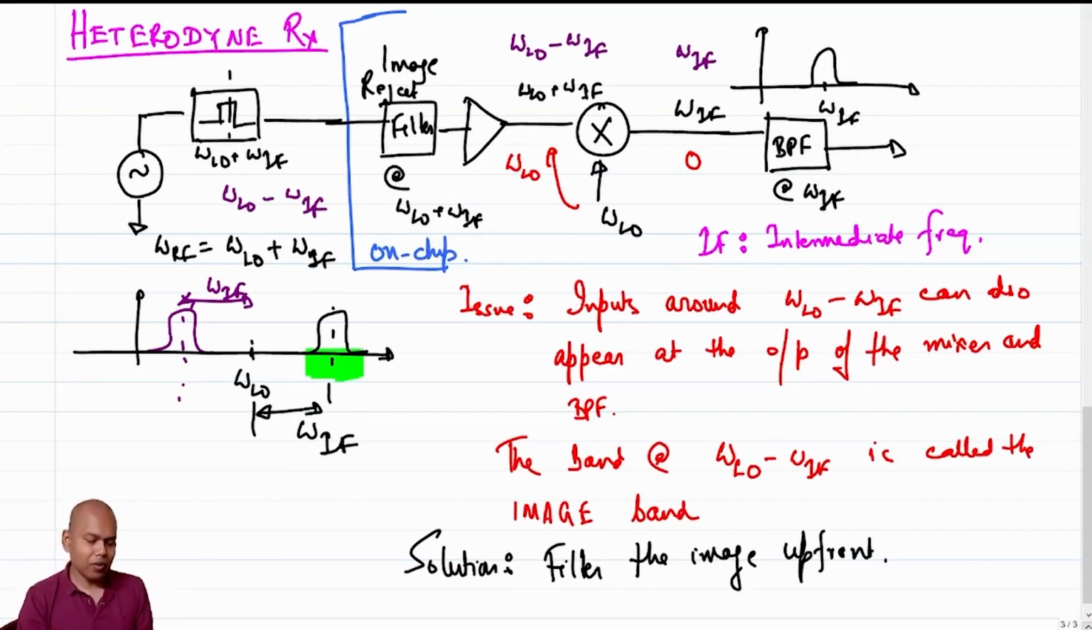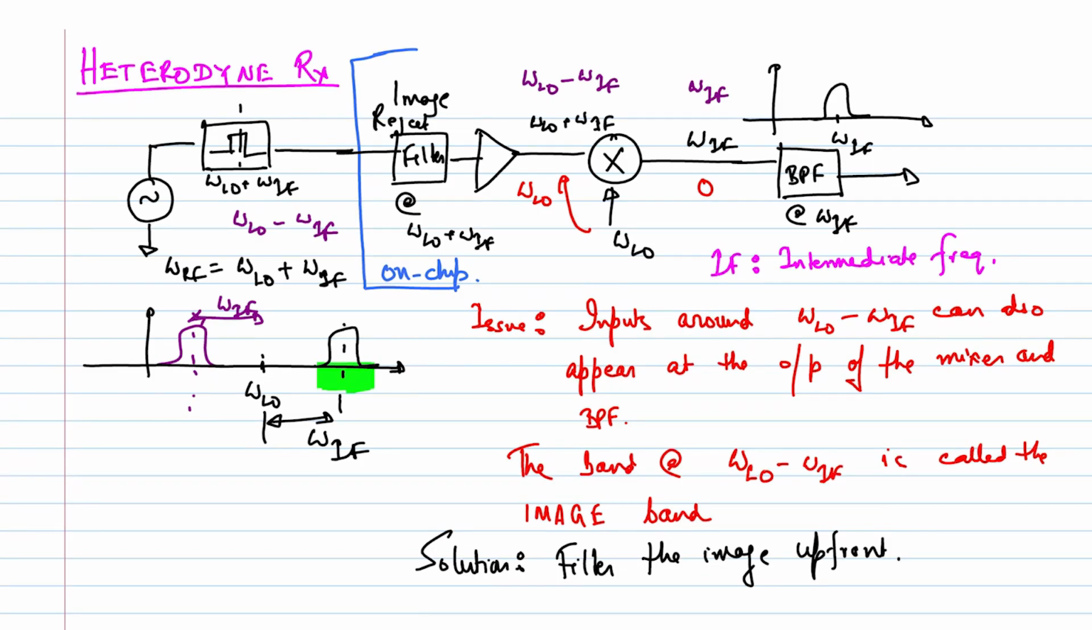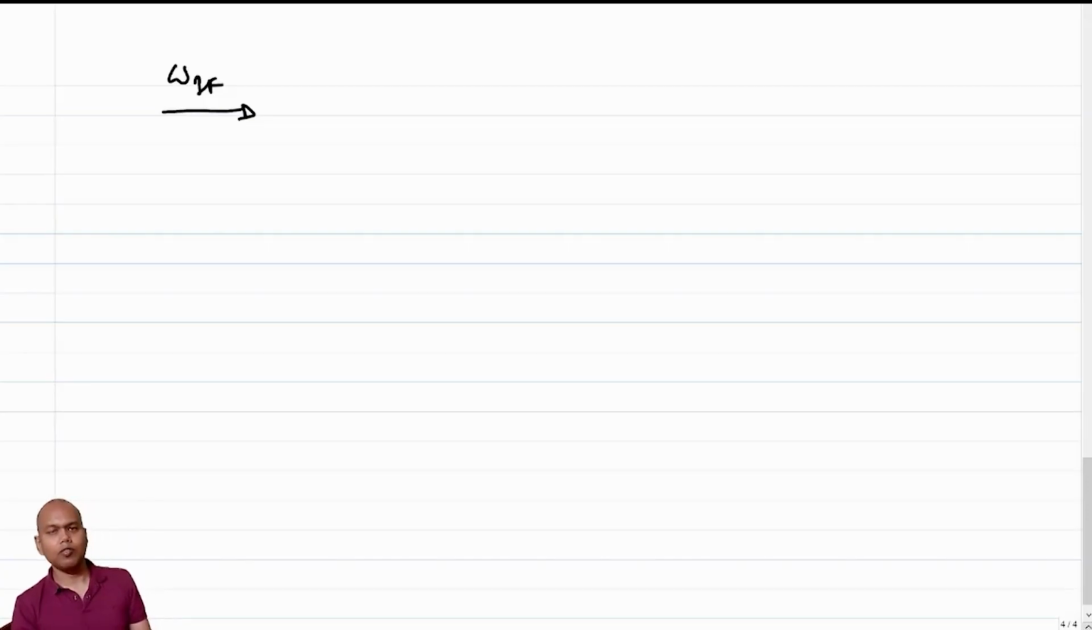So now what is the job? The next job will be to ensure that I down convert this omega IF to DC, right? So what can I do? I have now this omega IF. So the input is coming out at omega IF, and I want to down convert this to DC, right?